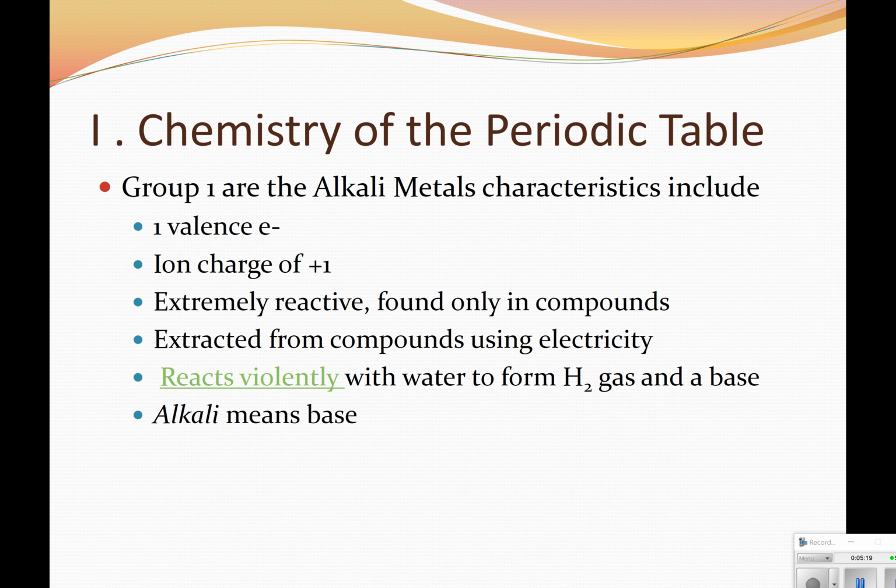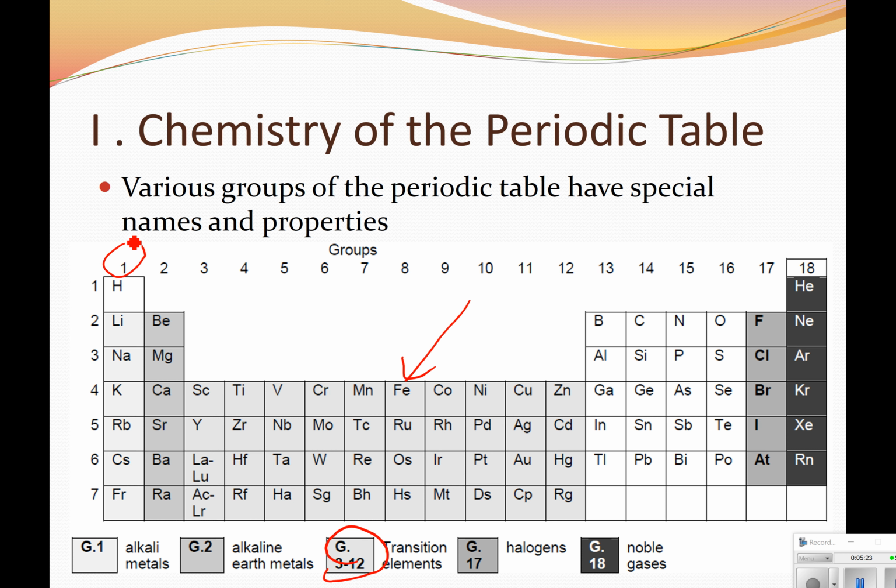Now the first group we'll look at are the alkali metals, and this is group 1. Going back to here, this is going to be group 1. Remember, groups run top to bottom. So these are our alkali metals, and we see that from the key on the bottom here.